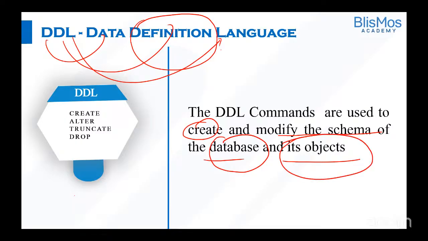What are the objects, by the way? Kiran, what are the objects? Tables, yes, you are right. We have tables, we have sequences, we have views, we have stored procedures. They are the objects. Basically, as a part of the DDL commands, you can create and modify the database or its objects like tables, views, and all those things.